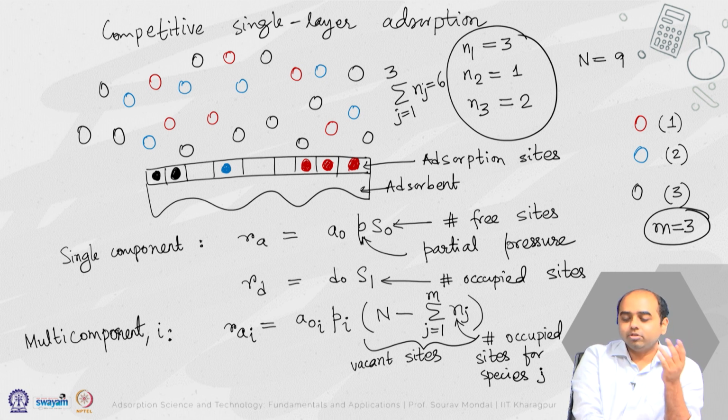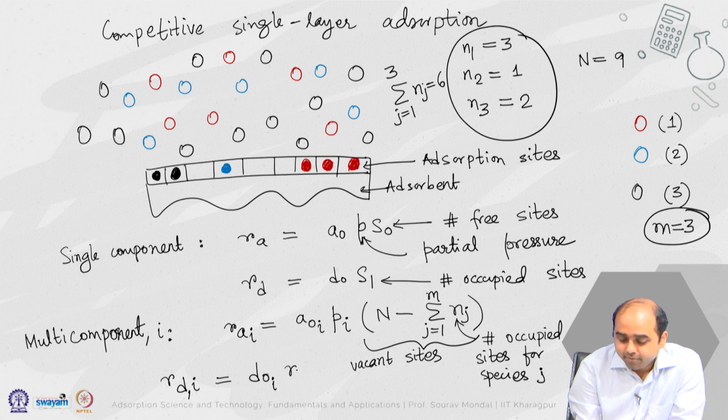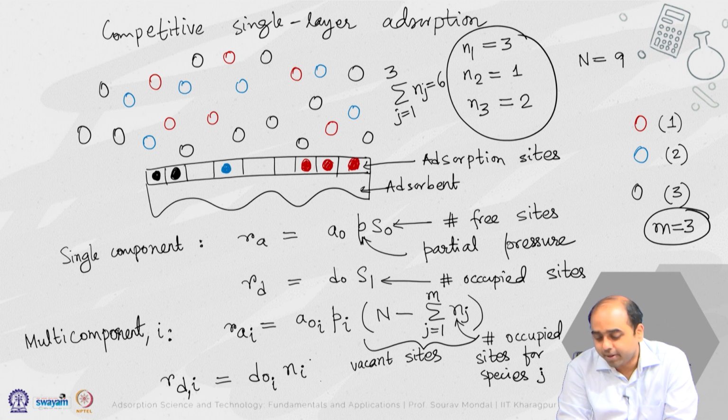So, all the species have an equal chance or probability of occupying any of these vacant sites which are yet unoccupied, and that is why it is proportional. The number of vacant sites available directly affects the rate of adsorption for any species represented by i. In the case of the desorption rate for the ith species, it is a constant multiplied with the occupied sites by that particular species.